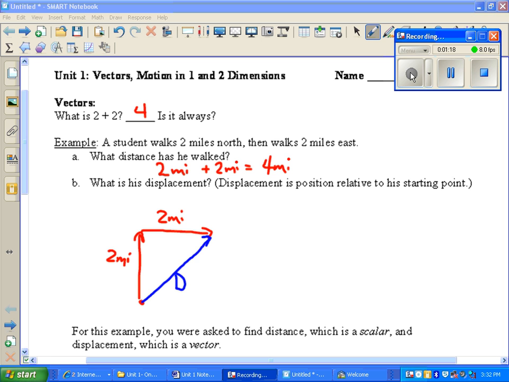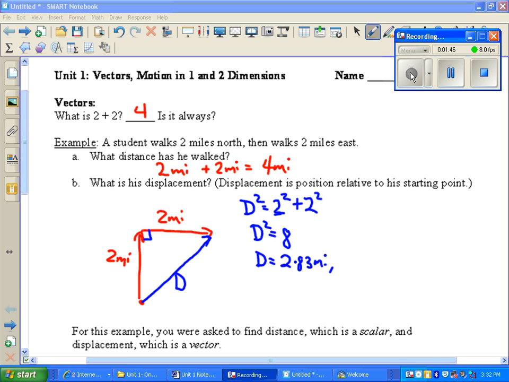How am I going to find his position relative to his starting point? Well, since north and east meet at right angles, I can use the Pythagorean theorem. So D squared is 2 squared plus 2 squared. Now, this 2 squared over here, that's going to give me 4. 4 plus 4 is 8, so D squared equals 8. And then D, if I take the square root, is going to be 2.83 miles.